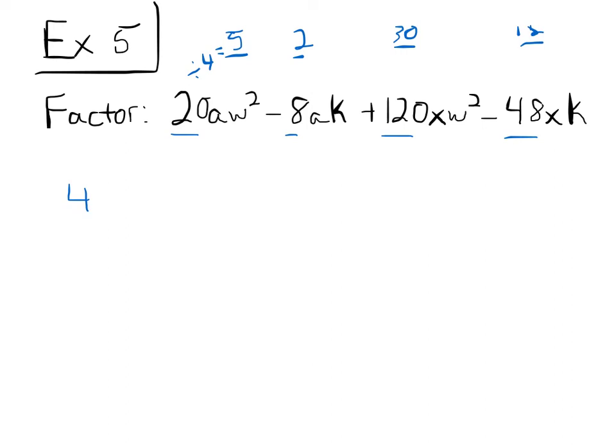5 doesn't go into 12. So there's not a common factor to all these. So that tells me that 4 is in fact the greatest common factor to all four of these coefficients.